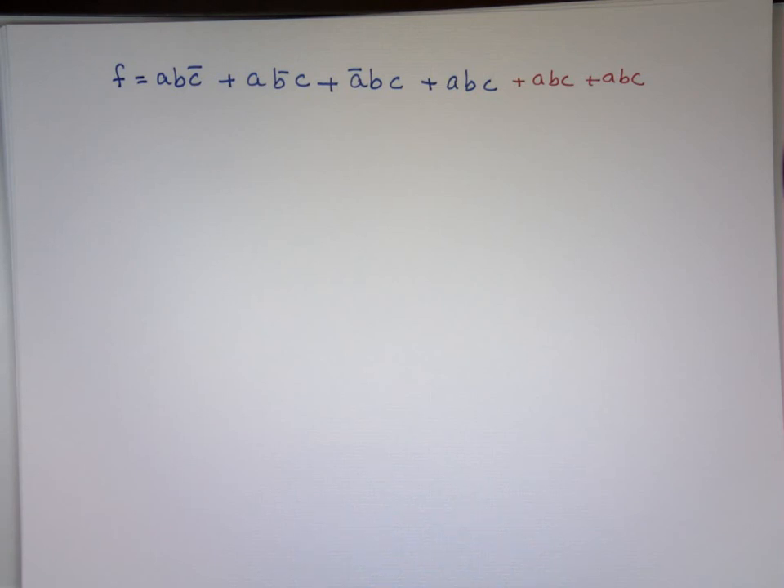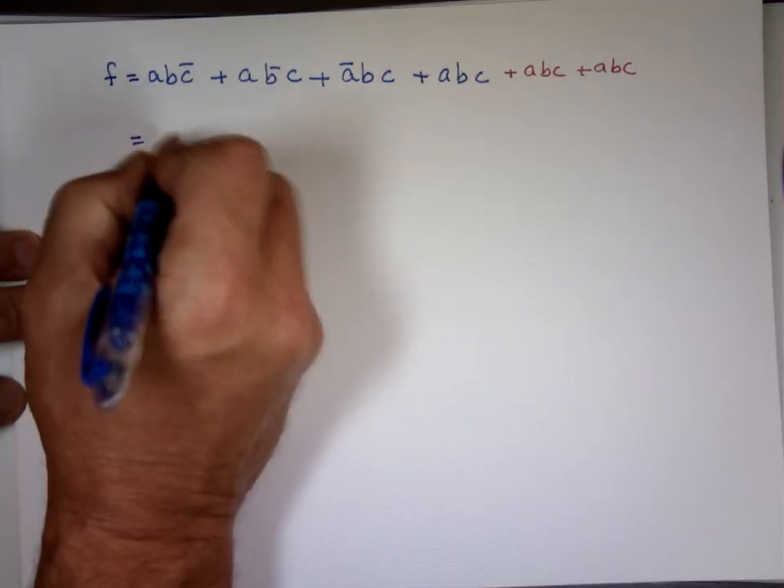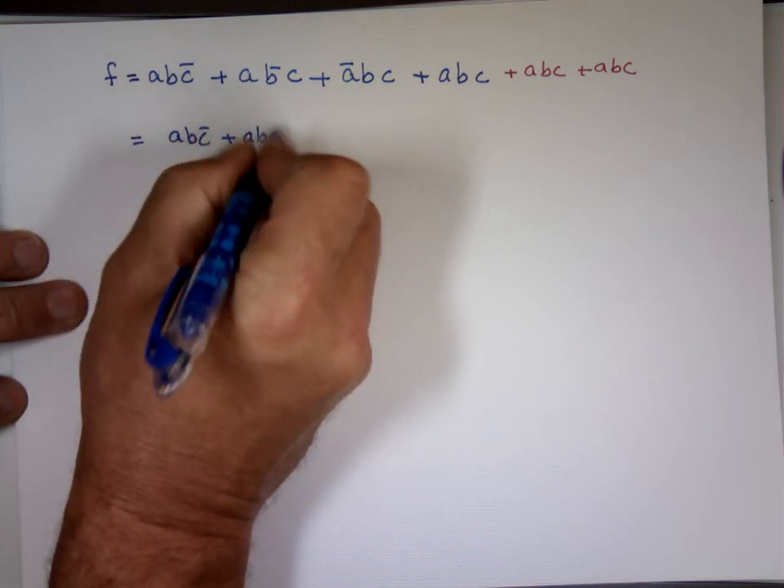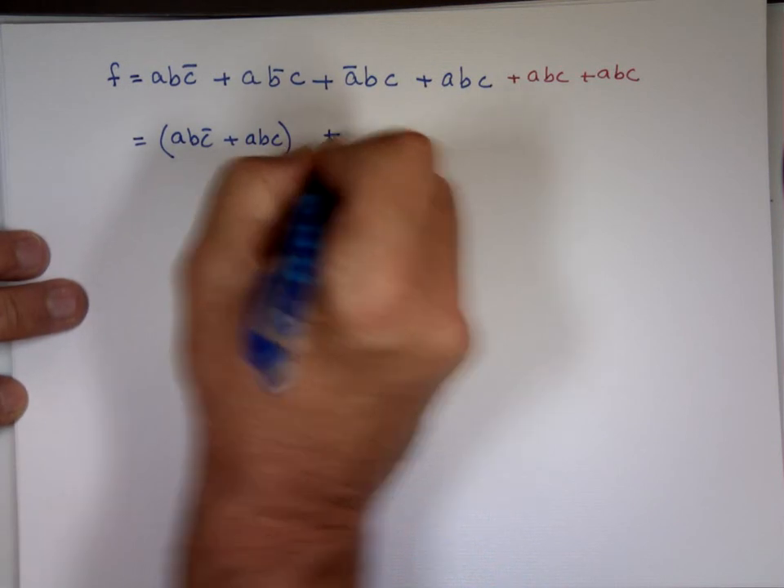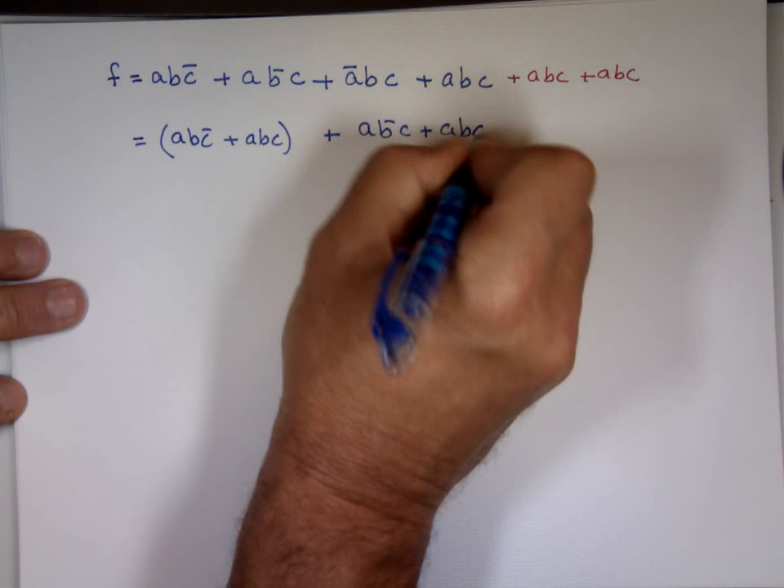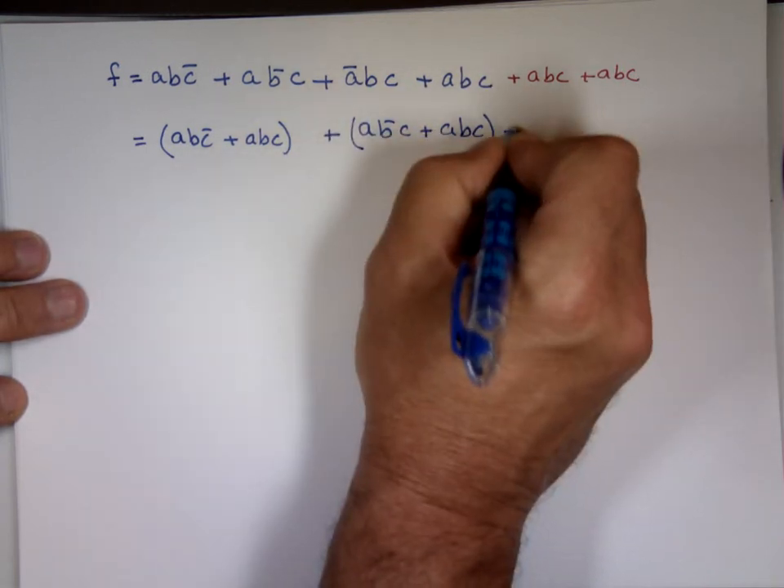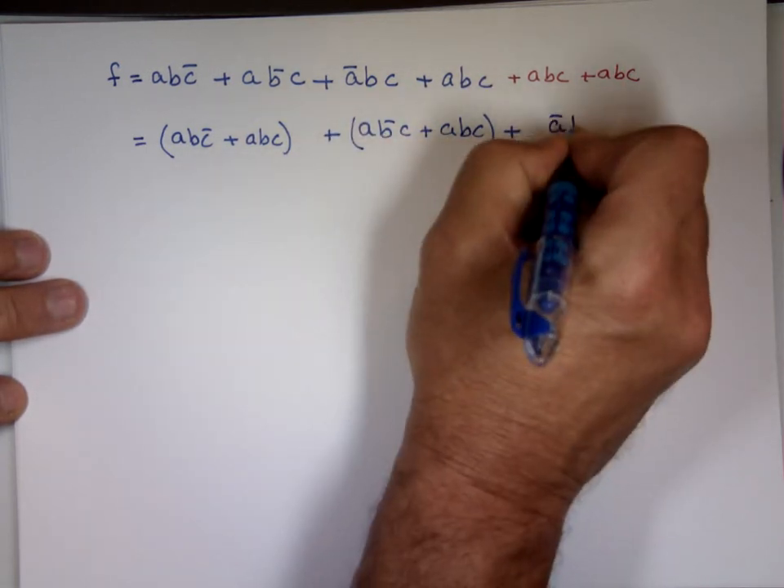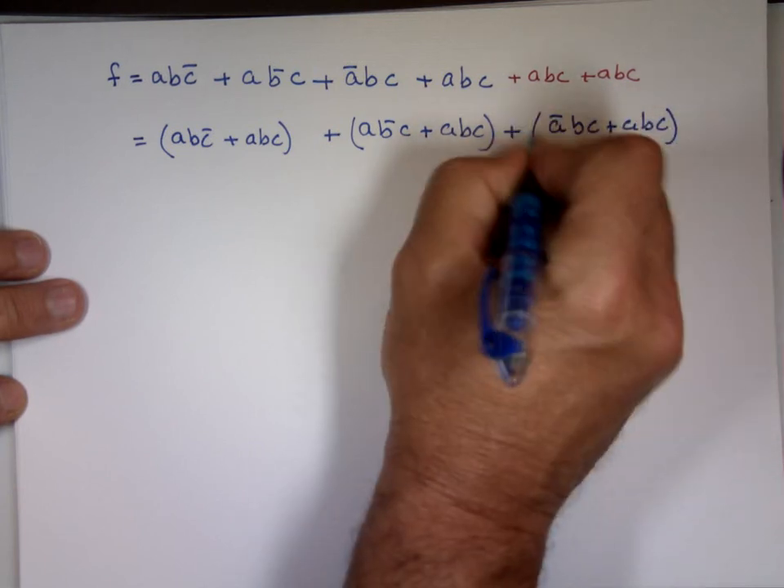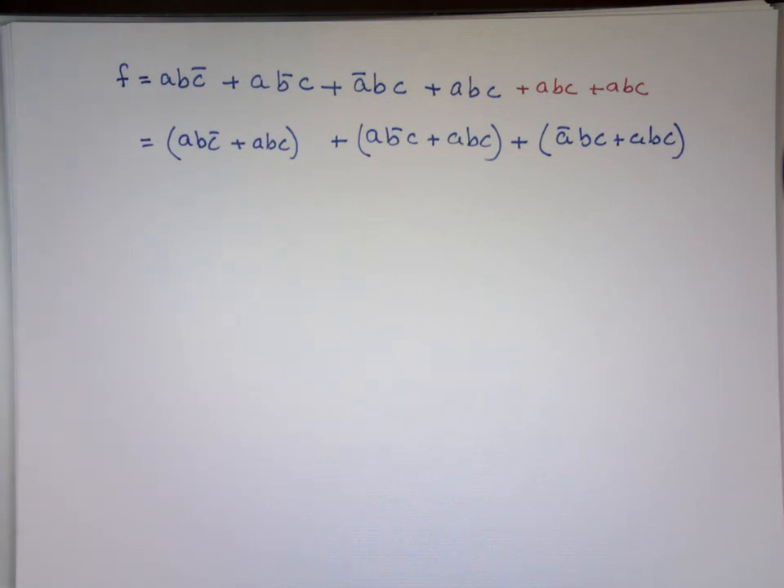ABC plus ABC plus ABC is the same thing as ABC. And now I can grab the first and one of them. That's one group. Plus the second one, and ABC. Plus the last one. That allows me to group them into groups of 2 there. And each one I should be able to simplify.